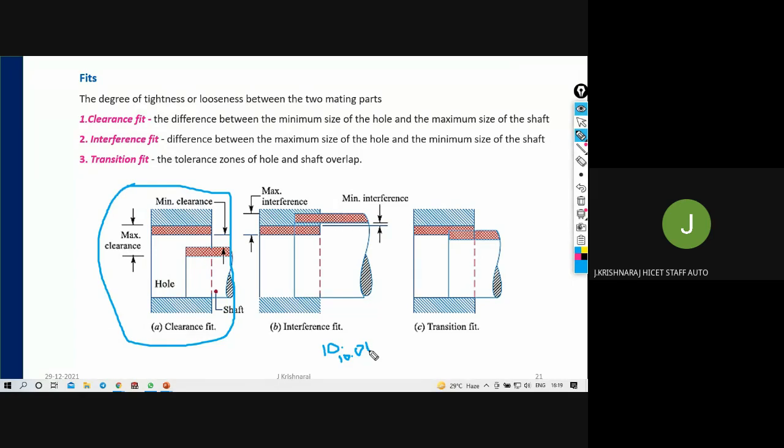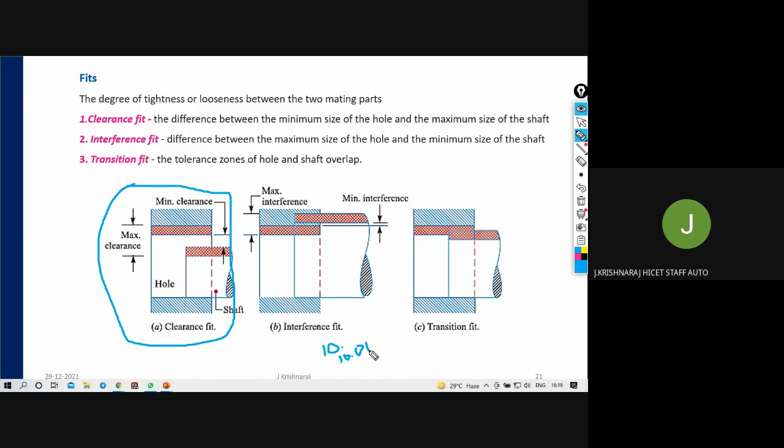Okay, sometimes it is otherwise called a permanent fit also. The next is a transition fit, the third one. Transition fit is otherwise called a tolerance zone. A very good example for this transition fit is a piston and cylinder. Piston and cylinder is a very good example for transition fit.